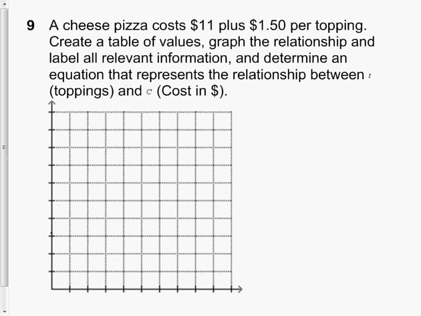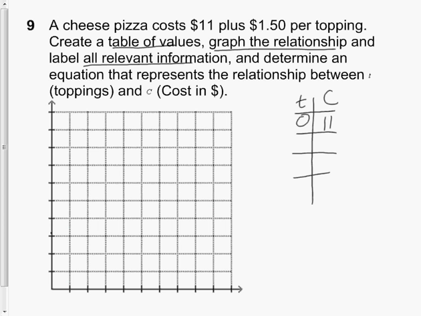Question 9 is your story problem. It says a cheese pizza costs $11 plus $1.50 per topping. Create a table of values, graph the relationship, and label all relevant information. So the first thing I'm going to do is say I want the number of toppings and I want my cost. A 0 topping pizza would be $11. A 1 topping pizza would be $1.50 more, so it would be $12.50. A 2 topping pizza would be $14. And finally, a 3 topping pizza would be $15.50.